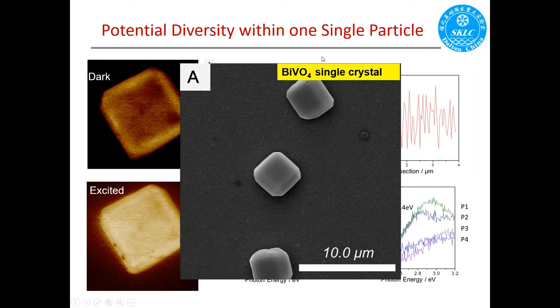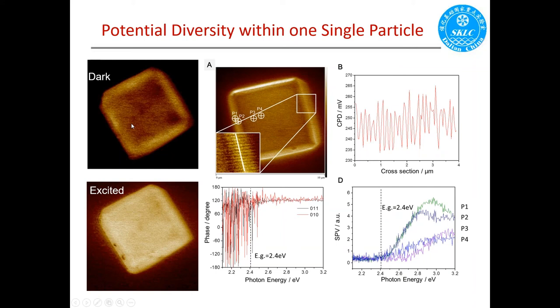We first synthesize this single crystal on the conductive substrate. You see that we got a very beautiful potential image. The different facets have different surface potentials. And upon light irradiation, the surface potential goes up. If you are familiar with band bending theory, you will realize that the photogenerated charges accumulate on the surface. That's the reason why it changed the surface work function.